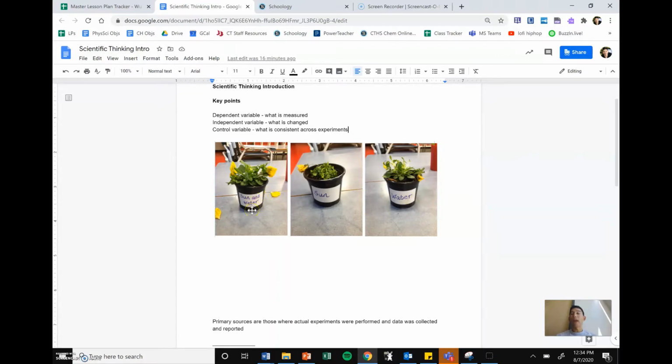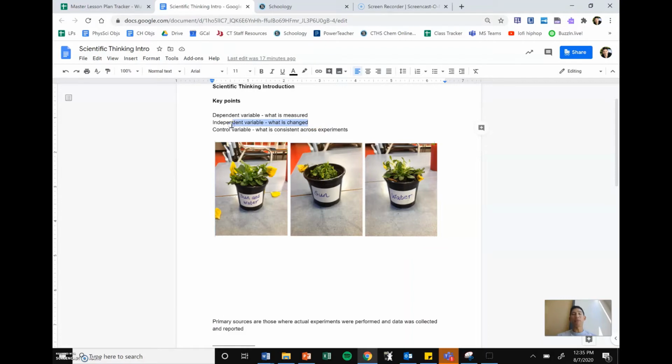Here we have one that had sun and water. The second condition was that it just had sun, and the third one just had water. Well, in this case, the dependent variable, what is measured, is plant growth. We can measure the height of these plants, how tall they grow, even how much they weigh. Those are things that we measure, and those are the dependent variables.